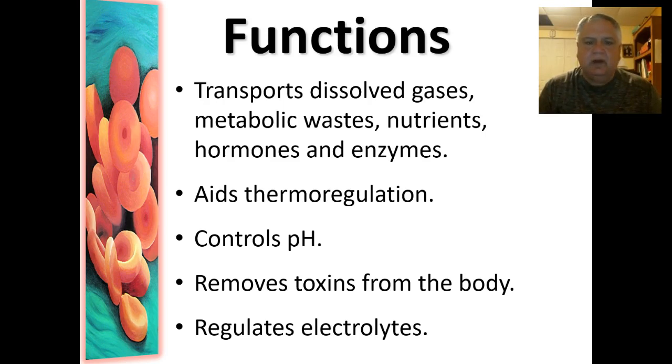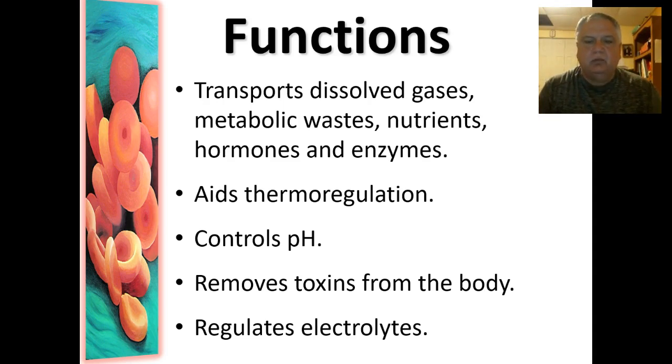In addition to these dissolved gases, there are also metabolic waste products produced by the cells, nutrients that need to be provided to the cells, hormones that control body function, and various enzymes that we find transported through the blood as well. The blood also aids in thermoregulation, as we have talked about in other PowerPoints, particularly whenever we were going over the muscular system. It also helps to control pH, and we'll talk more about that actually whenever we get into the respiratory system.